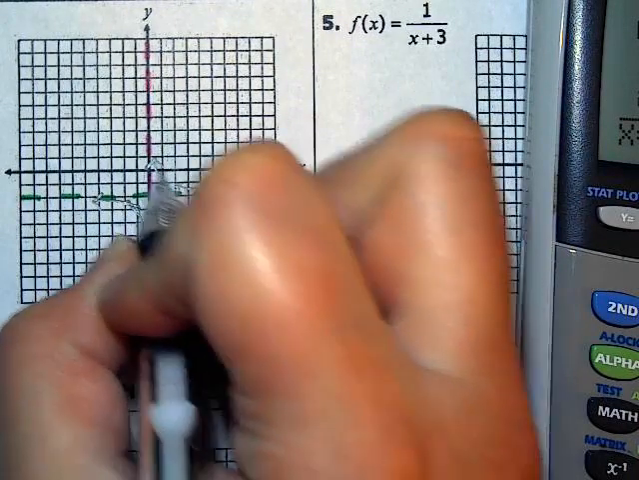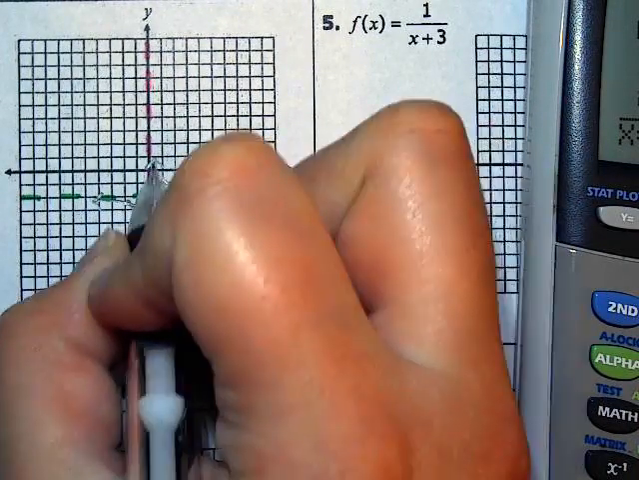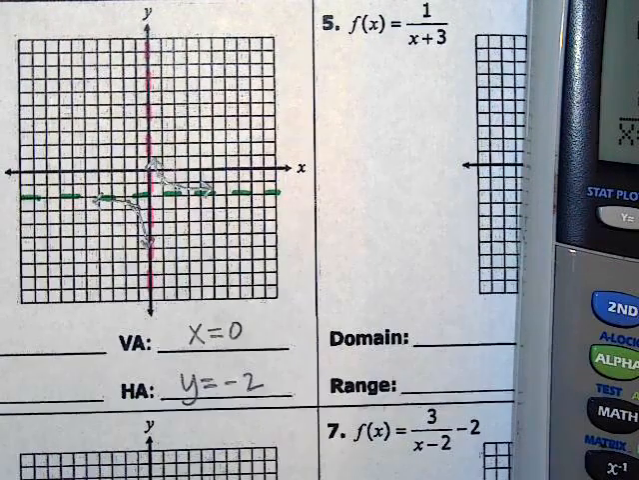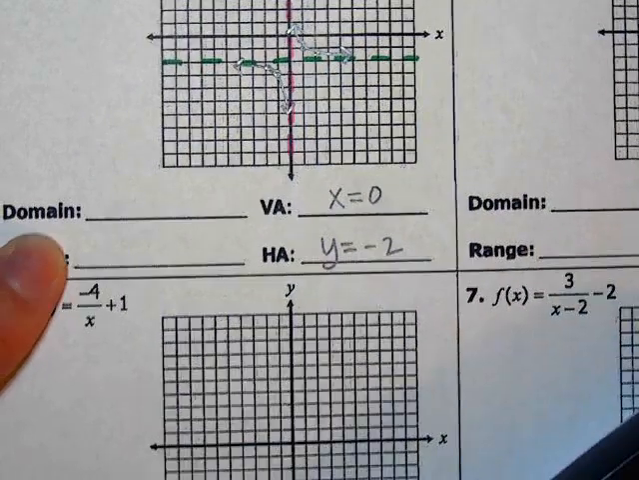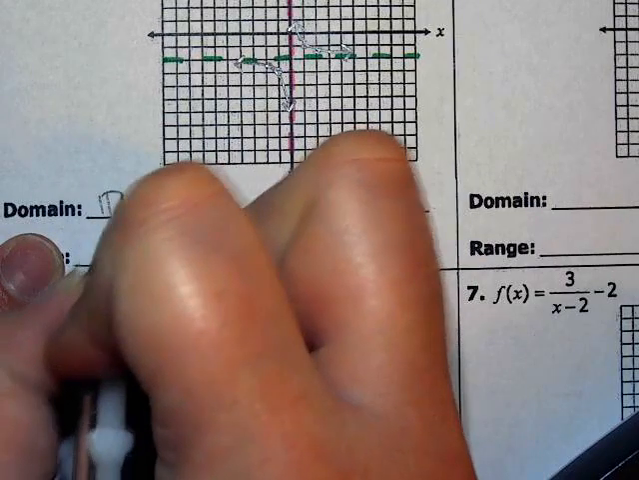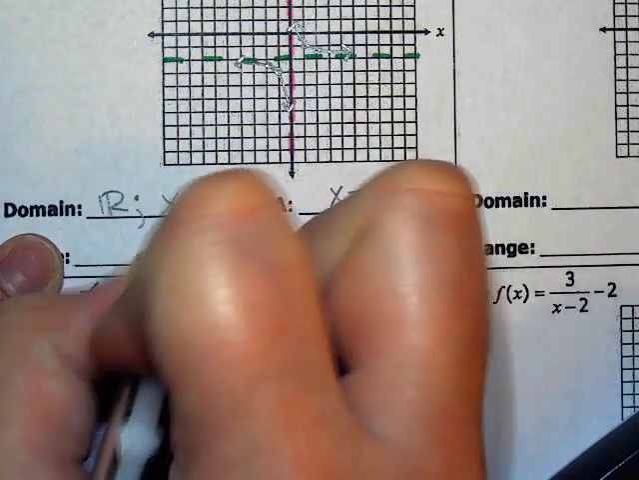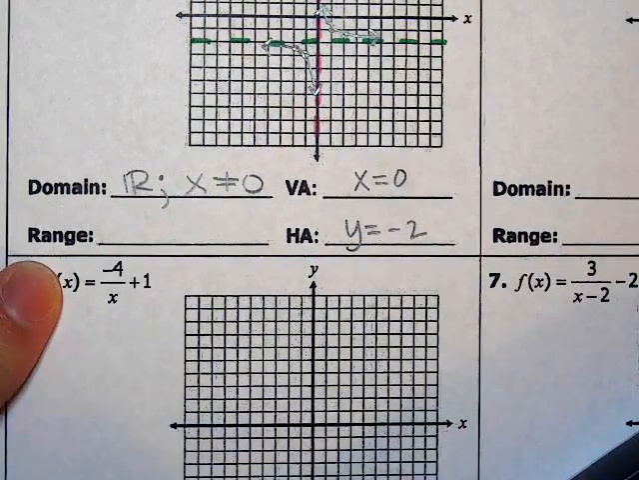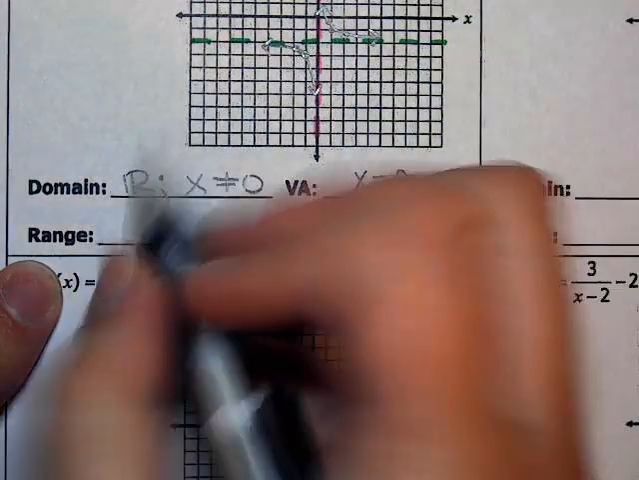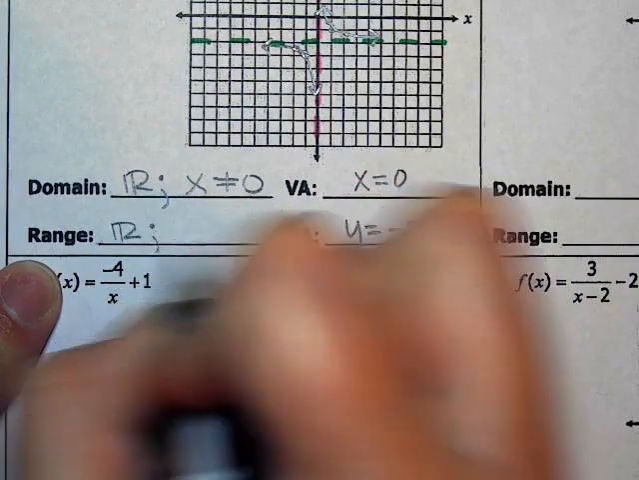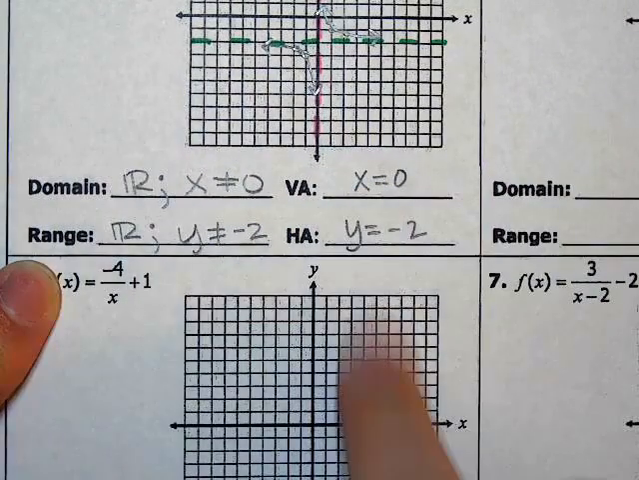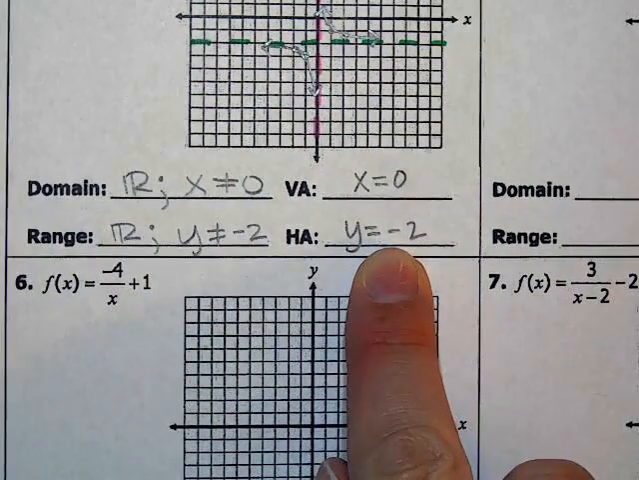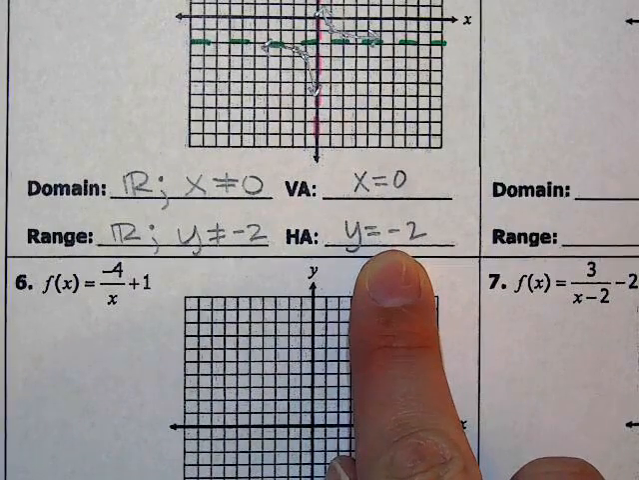So what should I write for domain? Yeah, x cannot equal 0. And then for the range, I'm going to write all real numbers, but y cannot equal -2. So you look at what your asymptote is, and whatever the asymptote is, that's what gets excluded from your domain or what gets excluded from your range. So vertical asymptote, that's the number I got to skip. Horizontal asymptote, that's the number I got to skip.